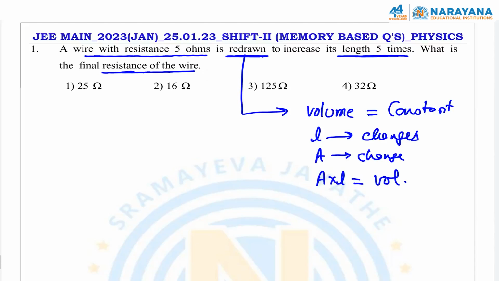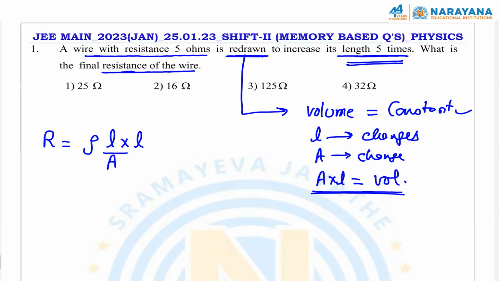Now we know that the formula for the resistance is R equals rho times L over A. This formula has L as well as A. And I have been given the information about length. It is changing 5 times. No information about area. But as I said, since it is redrawn, volume is constant. So what we do is we multiply by L in the numerator and the denominator. So this becomes rho L square over the denominator, which is volume. So now rho is a constant and volume is a constant. So I can claim that R is proportional to L square.